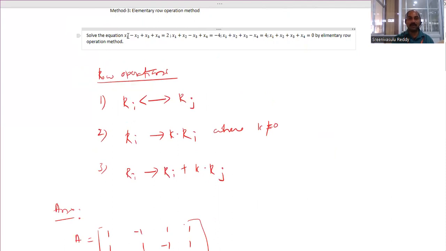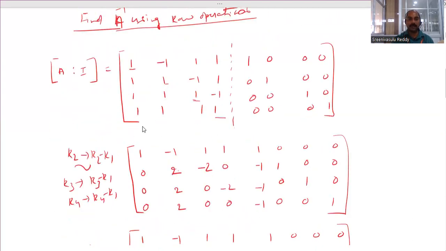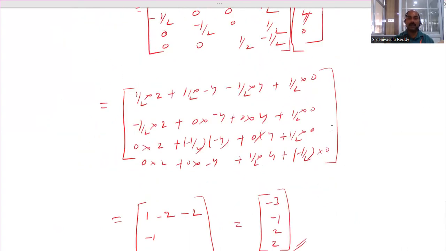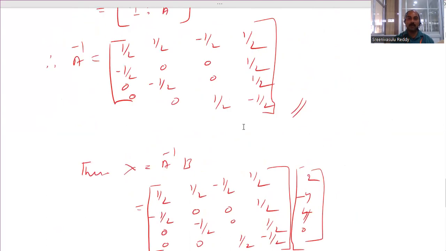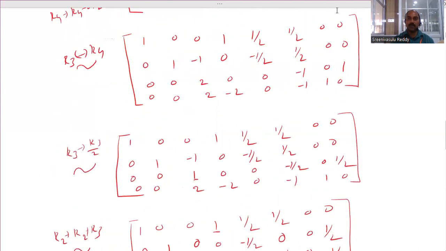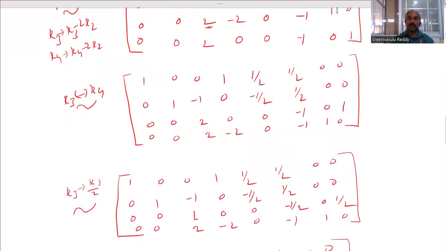But the procedure is important. Minus 3 plus 1, minus 3 plus 1, minus 2, then 2 plus 2, 4, 4 minus 4 minus 2 equal to plus 2. So our solution is right. Substituting the values, we get LHS equal to RHS as in the problem. This is the method. Most of the time, they may ask to find A inverse by using elementary row operations, by giving 4 by 4 or 5 by 5 order matrices. 3 by 3, no issue. 4 by 4 and 5 by 5 are the only difficult tasks.